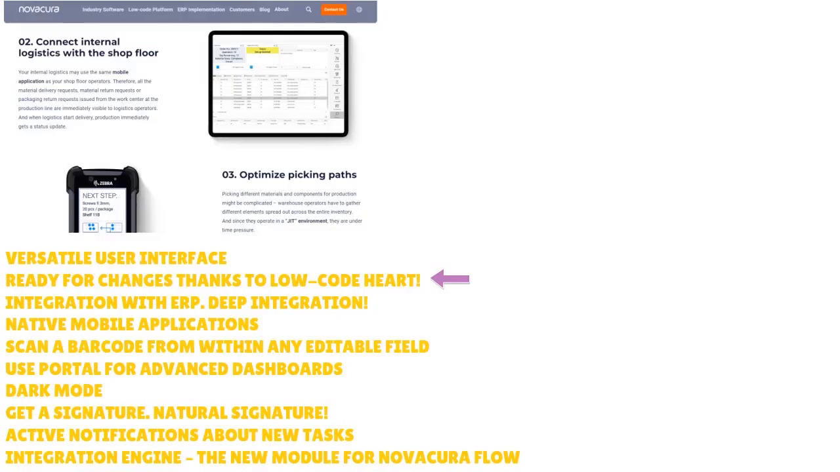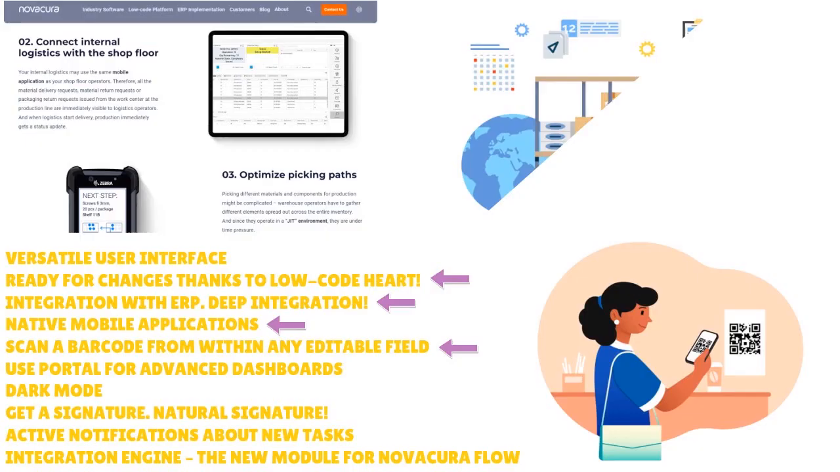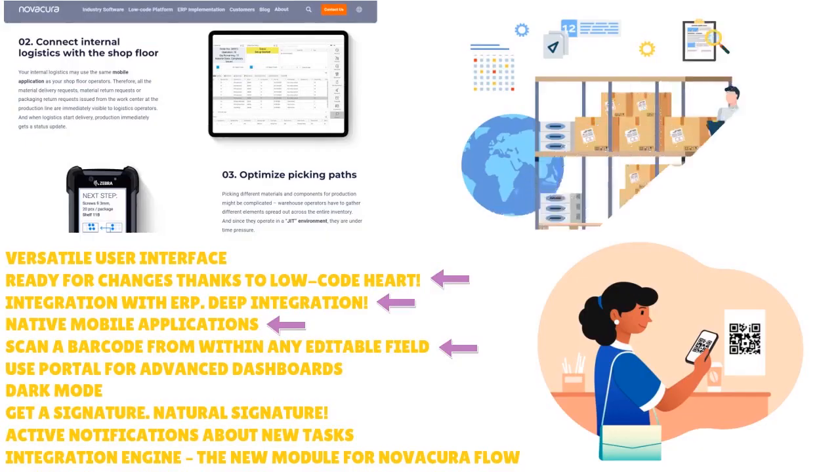You have integration with ERP. You have native mobile applications. You can scan a barcode from within any editable field. This is really good. Novacura warehouse management optimizes barcode usage by allowing users to scan barcodes from any text field, improving efficiency and accuracy in operations. What we have found in our research is that Novacura really optimizes your warehouse operations by scaling the activities that are critical to your operations. So this is really good.